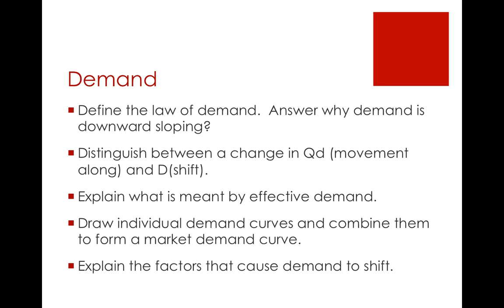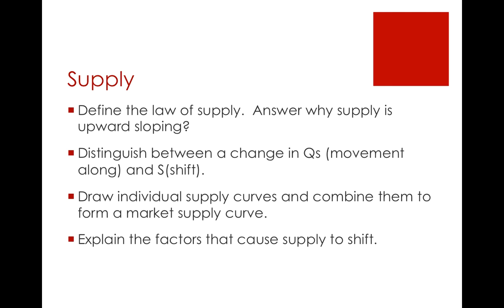Explain what is meant by effective demand. This is tied to the definition, but not just that you want something, but you also have an ability to buy it. Understanding how individual demand curves represent the demand curves for individual people, and then how they combine to form a market demand curve. And finally, looking at the factors that cause demand to shift.